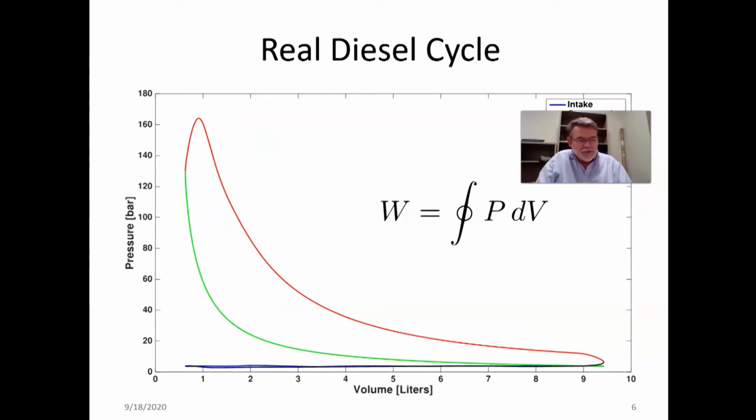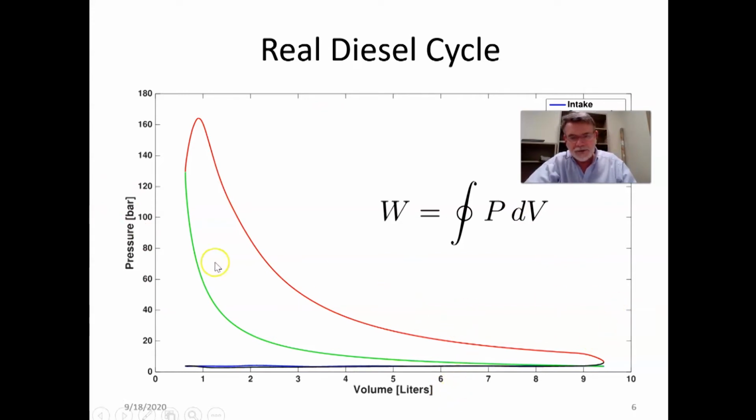Now, we spoke about the theoretical diesel cycle. Here is the real diesel cycle, which is much more banana shaped than the previous one even. It is still a PV diagram, as you see, pressure, volume.